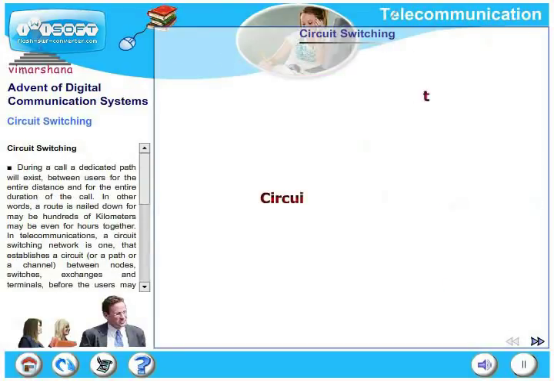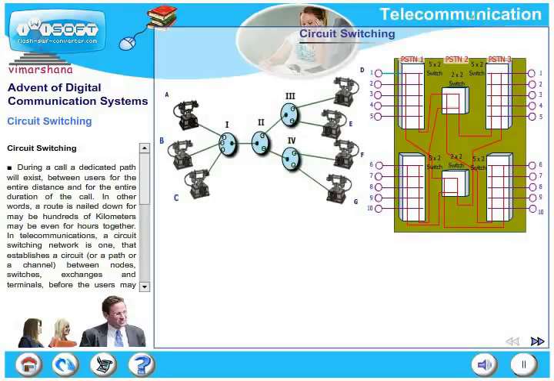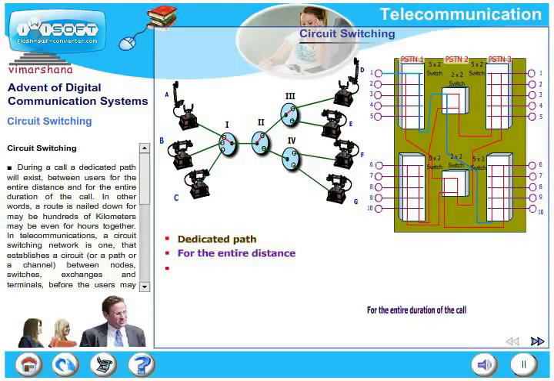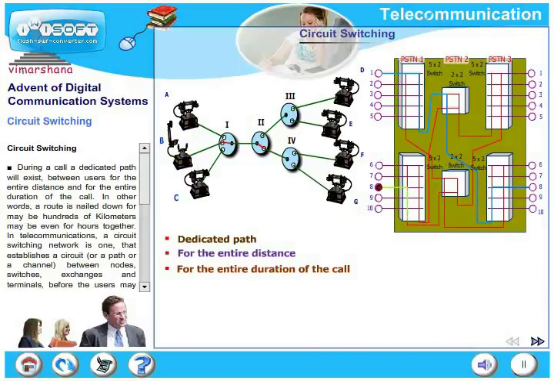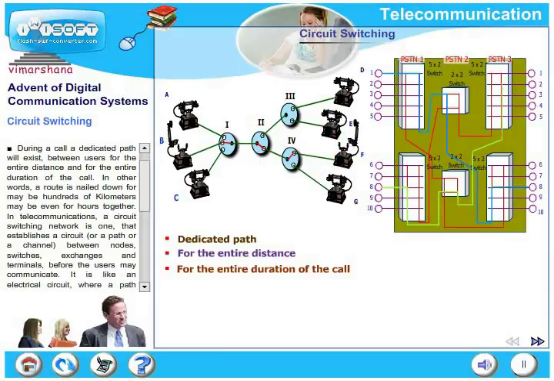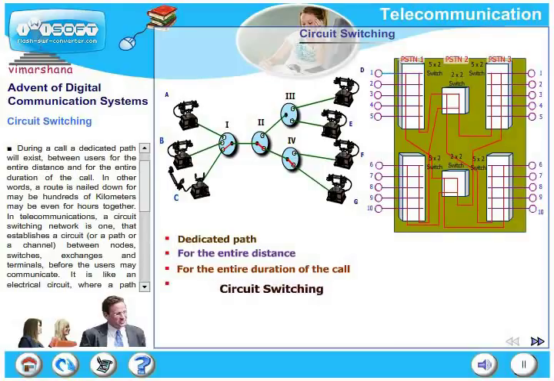Let us look at circuit switching in this slide. What do we mean by circuit switching? During a call, a dedicated path will exist between users for the entire distance and for the entire duration of a call. In other words, one route is nailed down for maybe hundreds of kilometers and maybe even for hours together. This is circuit switching.